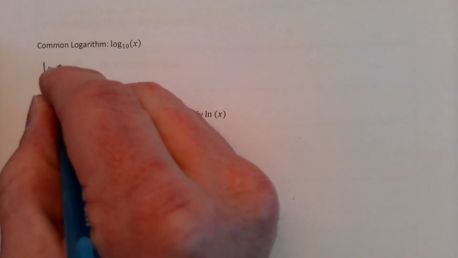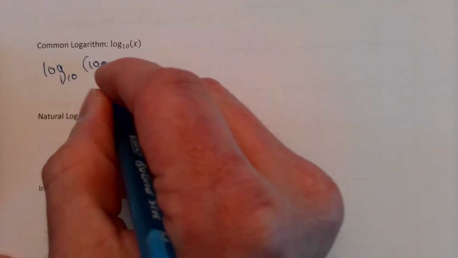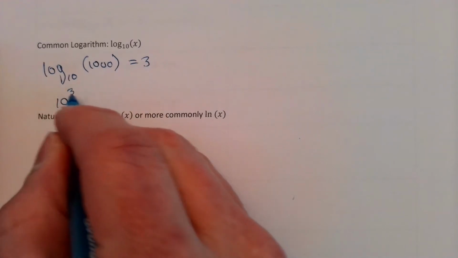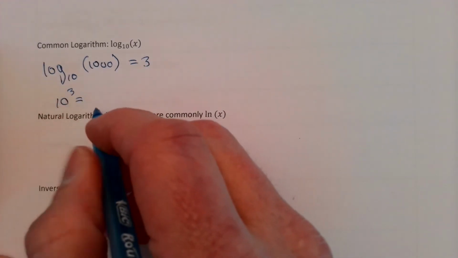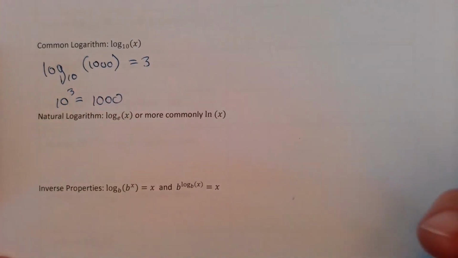And you won't see it written like this very often. If I ask, what's the log base 10 of 1,000? The answer is 3. And you can check your work by going like this: 10 to the third is equal to 10 times 10 is 100 times 10 is 1,000. So you got the correct exponent. You found the logarithm.